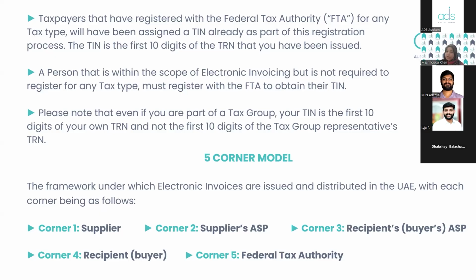We have corner 2, which is the supplier's ASP. Then we have corner 3, which is the recipient or the buyer's ASP. We have corner 4, which is the recipient, the buyer. And we have corner 5, where sits the FTA.